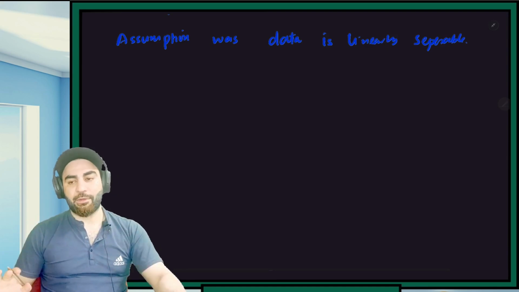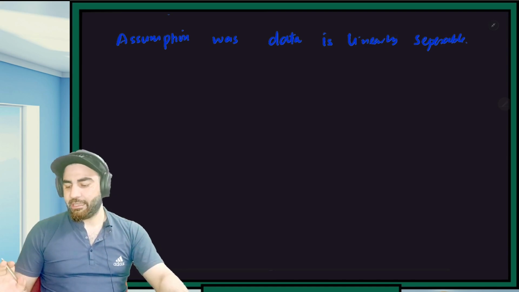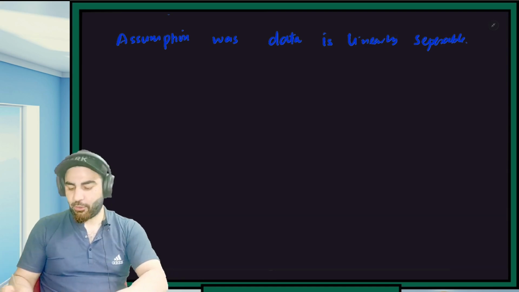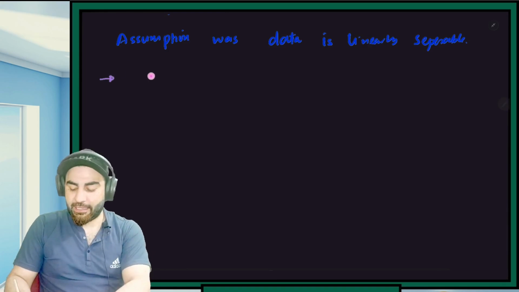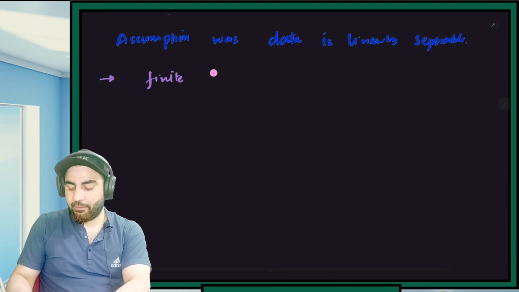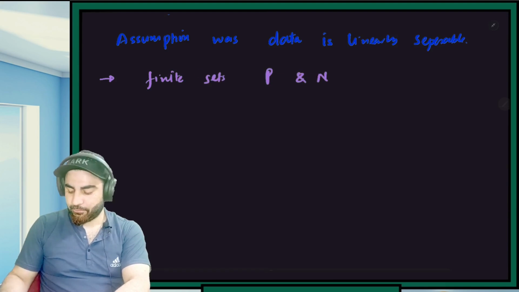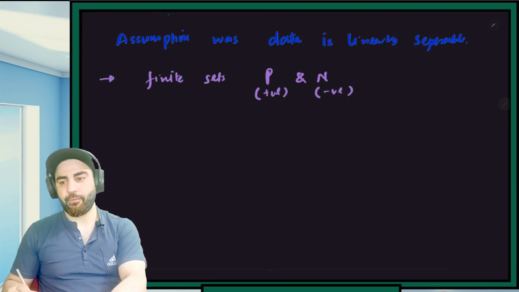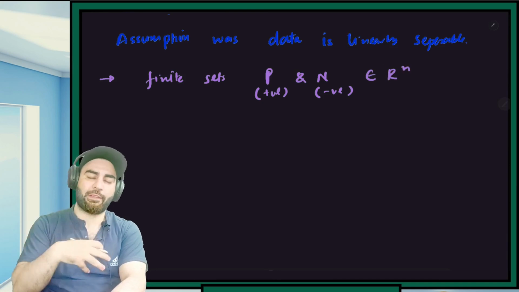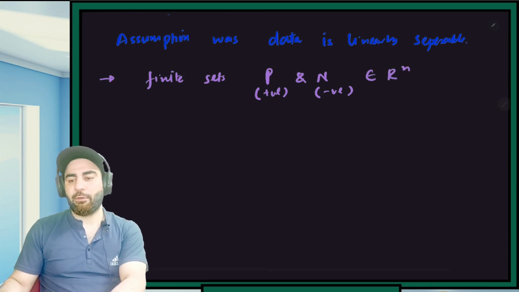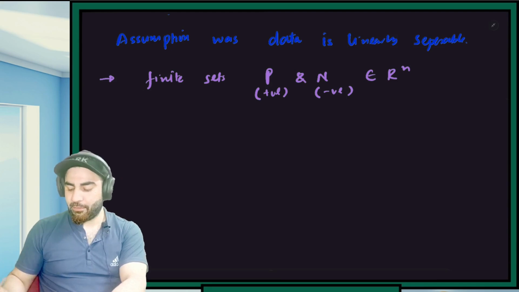So the first assumption that we'll take here is that this data is linearly separable, and I'll now state this formally. You have two finite sets of data, which we call P and N. P is for positive points, N is for negative points. They are in n-dimensional space, which we wrote previously also, and then we have to show that the Perceptron Learning Algorithm converges.